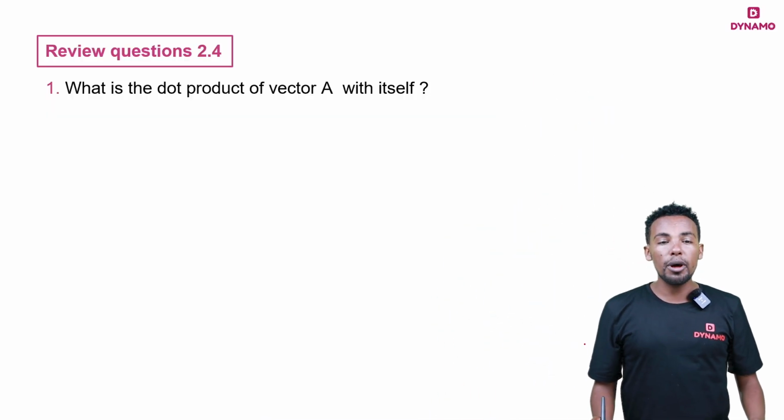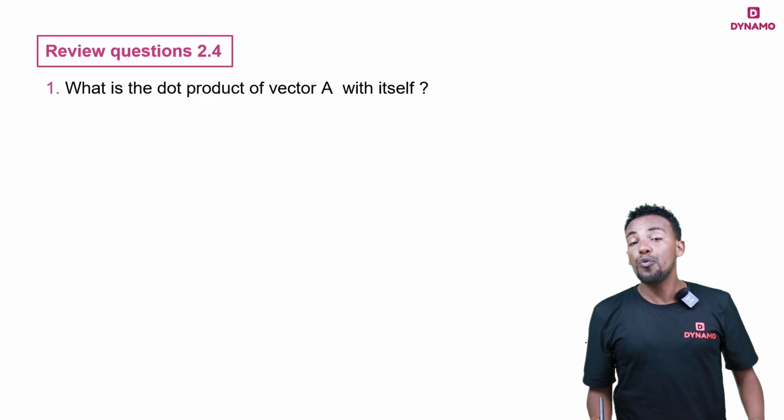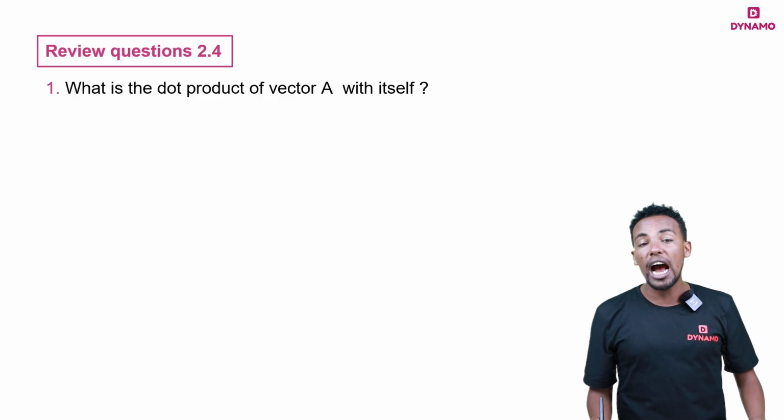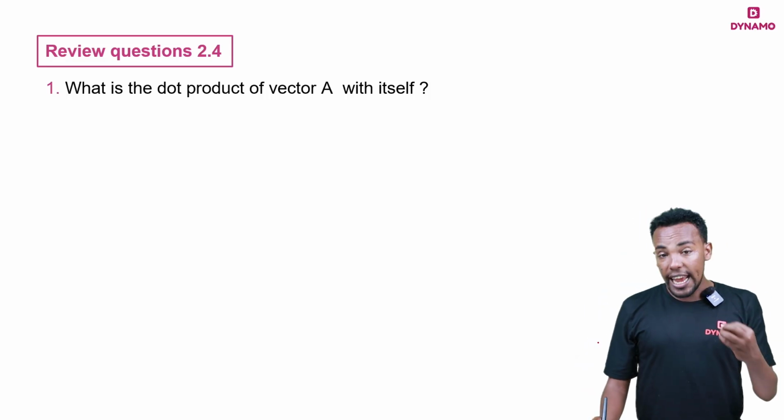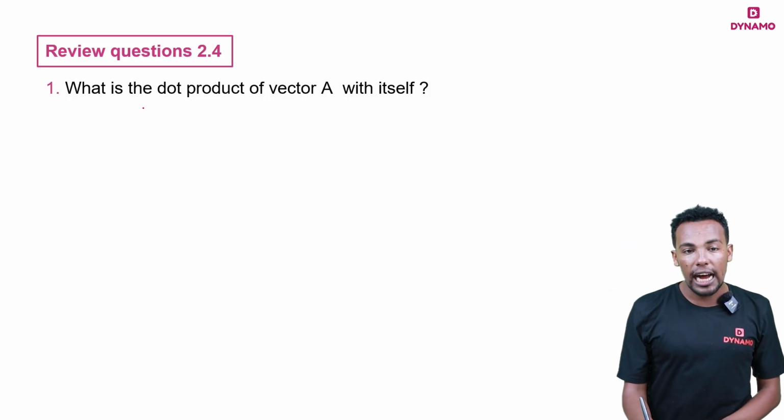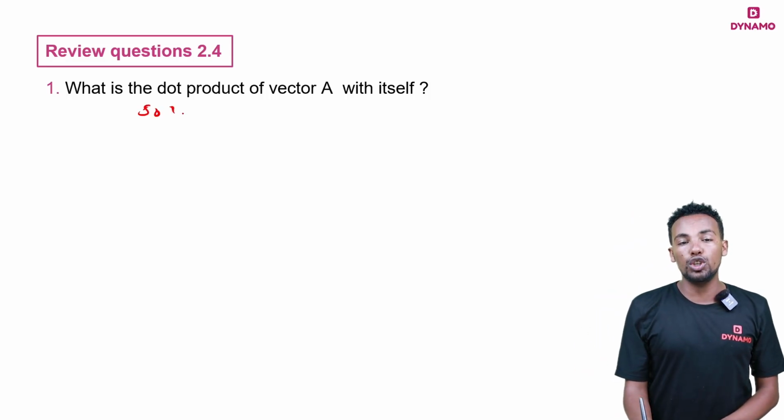So question number 1, what is the dot product of vector A with itself? Kuni maal ta'a nuun jedhaa jira. Kana jechuun solution isaa gaafa hojjennu maal jechuudha?